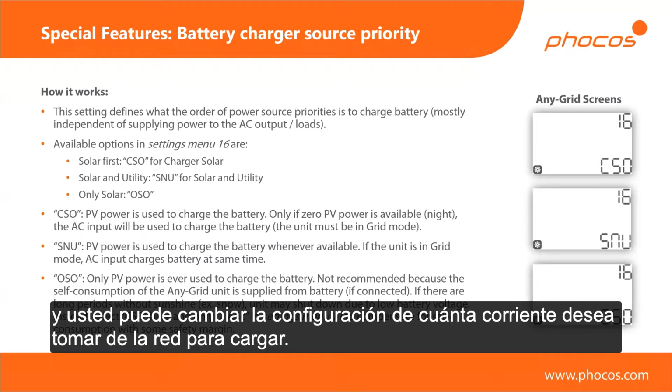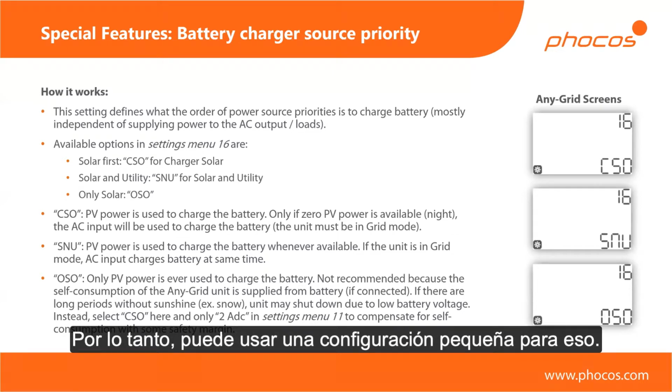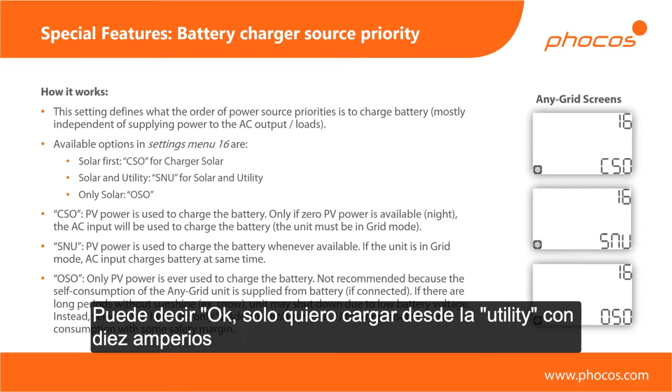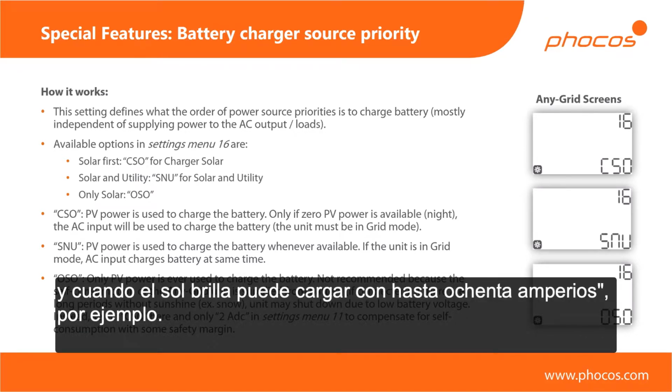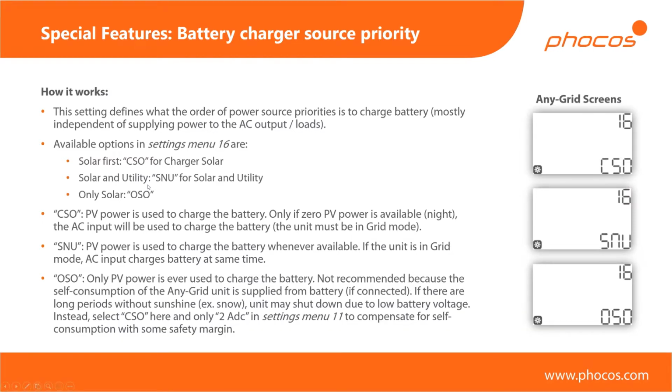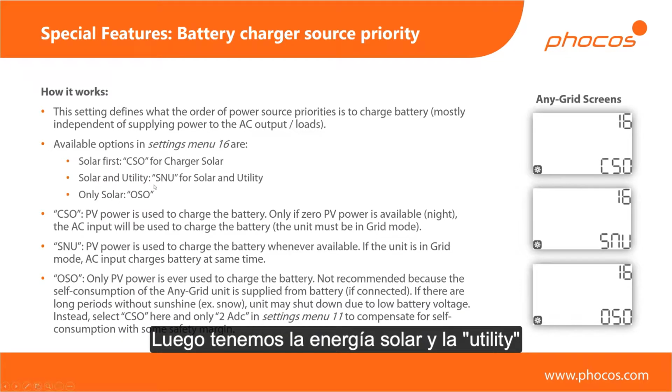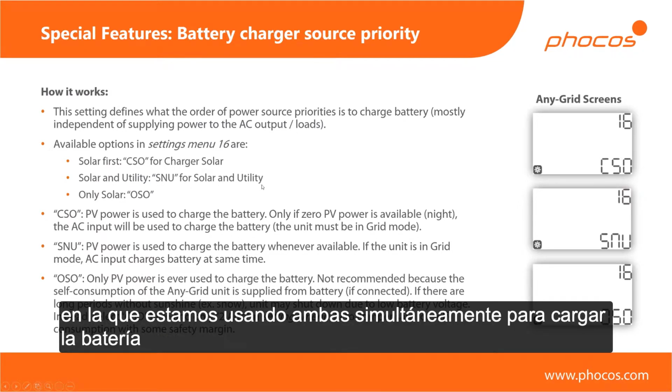And you can change the setting on how much current you want to take from utility for charging. So you can use a small setting for that. You can say, okay, I only want to charge from utility with 10 amps. And when the sun is shining, you can charge with up to 80 amps, for example. Then we have the solar and utility, where we're using both simultaneously to charge the battery.